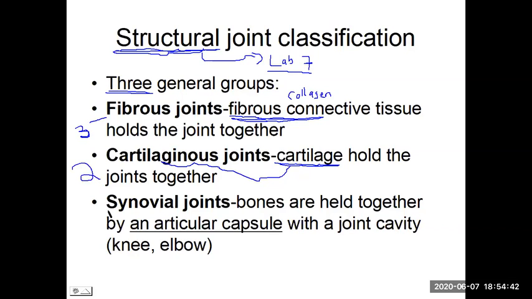And then lastly, again, based on these 3 general categories under the structural classification, the most common of these 3 is the synovial type. And a synovial joint, its key structural trait, the bones of the joint are held together by what's called an articular capsule. And inside of that articular capsule, there's this liquid-filled joint cavity. And we'll definitely take a look at that structure as we move through.